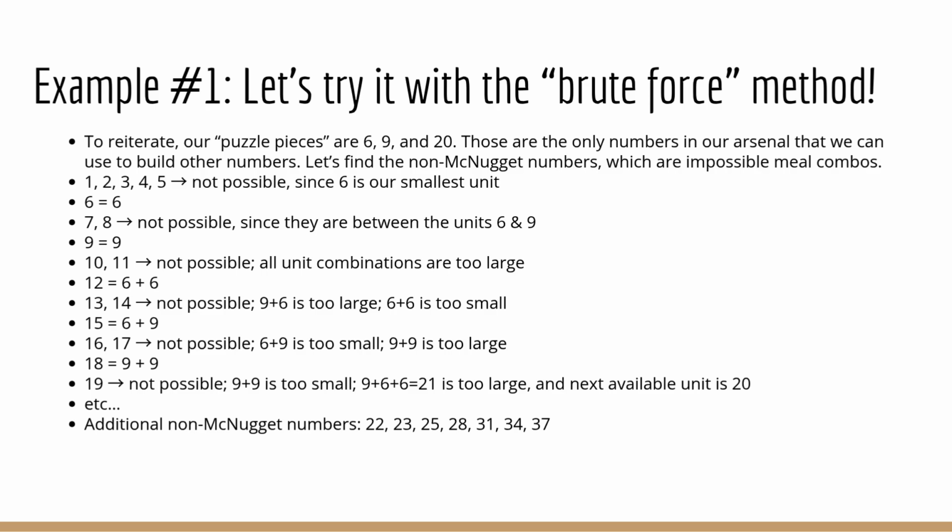12 works because it's just 6 plus 6. Then 13 and 14 are not possible because 9 plus 6 is too large, but 6 plus 6 is too small. And then that continues, and you can see from the slide that a similar logic is followed as we continue. But the important thing is that if we keep going, we find more numbers that don't work, such as 22, 23, 25, 28, 31, 34, and 37.